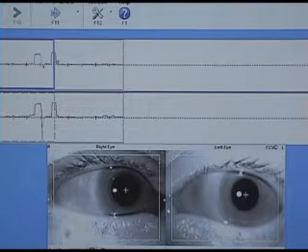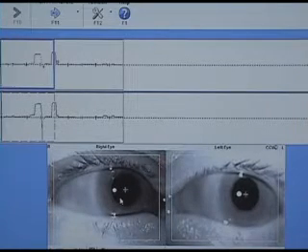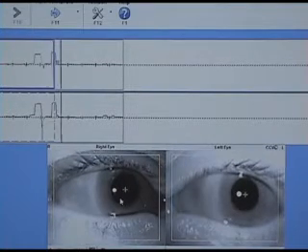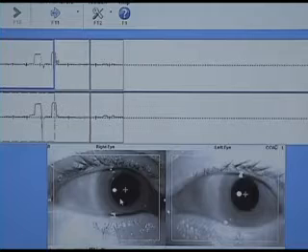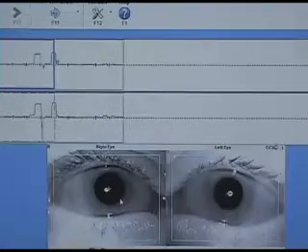Now watch the eyes. When we hit, they're not stable. You'll see that jerkiness. That's an involuntary jerk. This patient is trying to look at the target and their eyes are bouncing all over the place, which can create a variety of issues and problems.